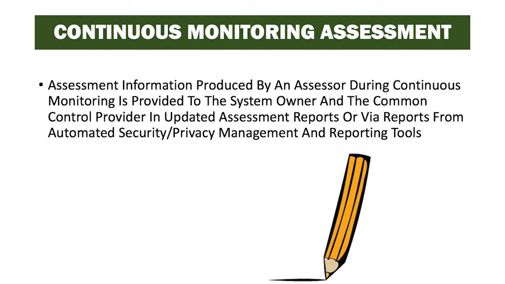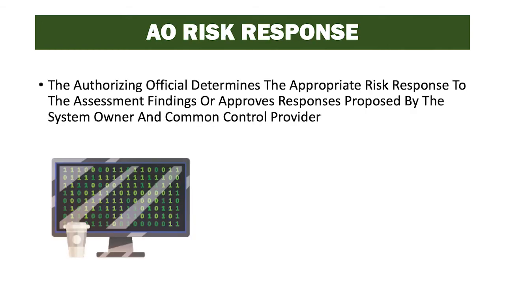The assessment information produced by an assessor during continuous monitoring is provided to the system owner and the common control provider in updated assessment reports or via the reports from automated security and privacy management and reporting tools. The authorizing official determines the appropriate risk response to the assessment findings or approves responses provided by the system owner or common control provider. And again, this is like earlier.